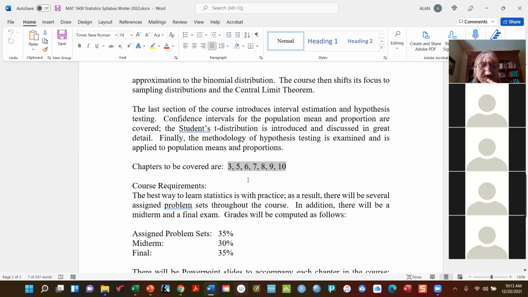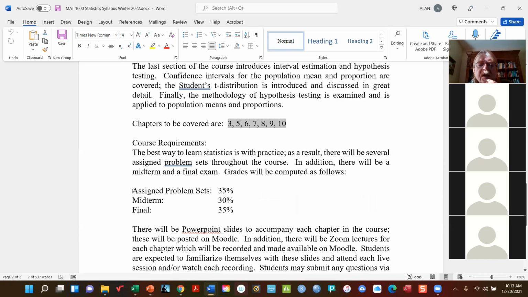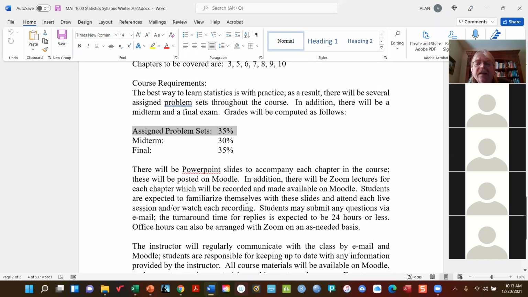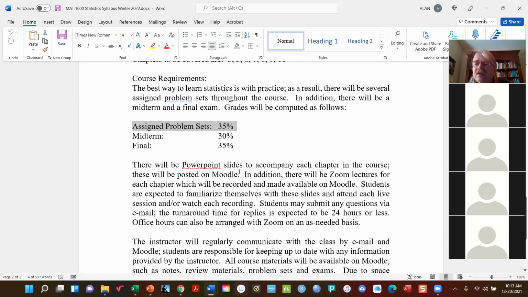So the grading is very simple. We'll have a group of chapter problem sets, which you'll do for about 35% of the grade. There'll be a midterm and a final, which you'll do at home and then send back to me. And so every day we'll have the same routine. We'll have our online class, and then we will go over the material, and then I'll give you the assignment. And at some point we'll have our first exam.